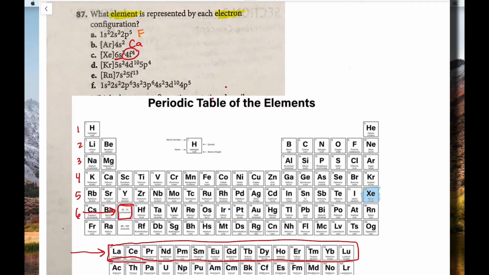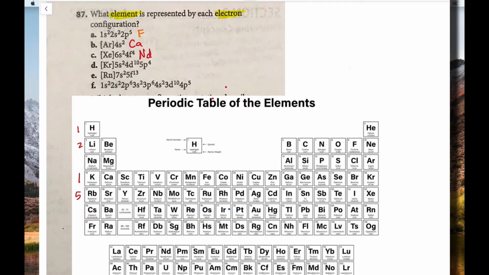So I'm looking at one of the elements in that row, and how do I find which element? Well, I just carefully look at how many electrons I'm working with, and that's 4 electrons on the F row. So that's 1, 2, 3, and here it is, 4, neodymium. That is my magic element. That's the one I'm looking for. So Nd, neodymium. Okay, so let's continue.